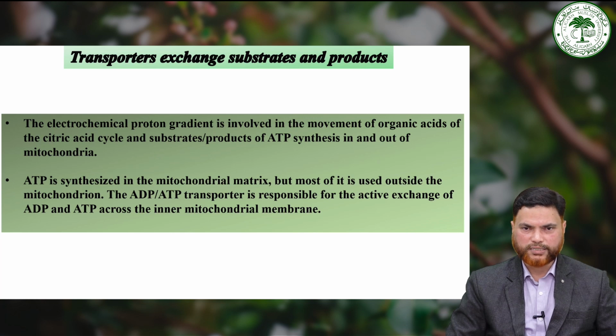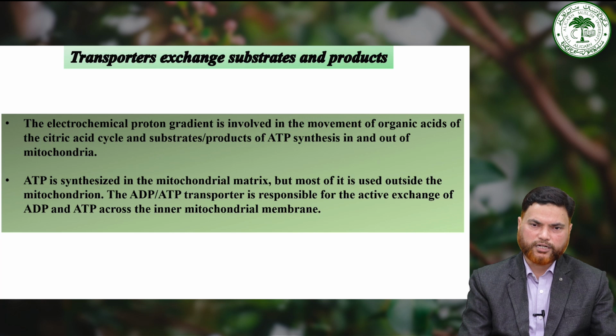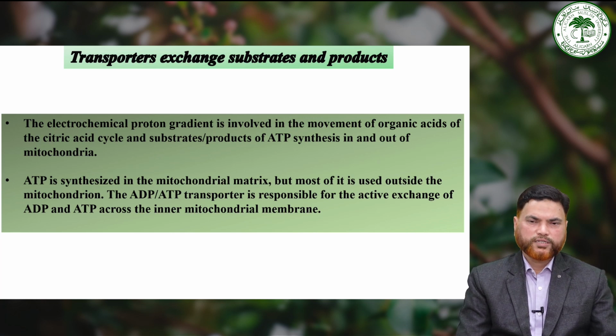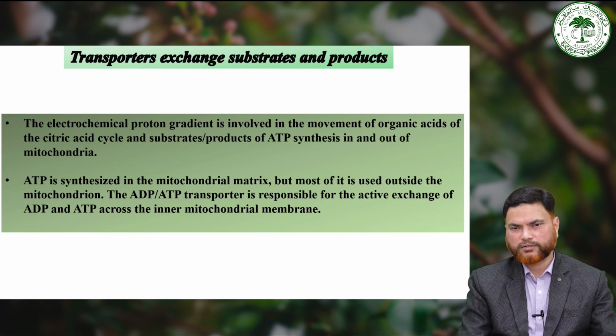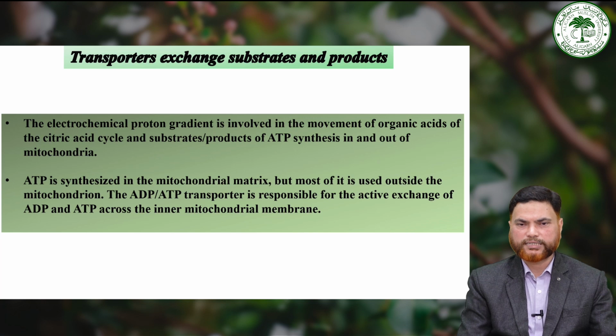I am going to discuss the role of the electrochemical potential gradient in facilitating the movement of various molecules involved in the citric acid cycle and ATP synthesis within the mitochondria. Now, what is the role of the electrochemical proton gradient? Basically, it is involved in the movement of organic acids of the citric acid cycle and substrates or products for ATP synthesis in and out of the mitochondria.